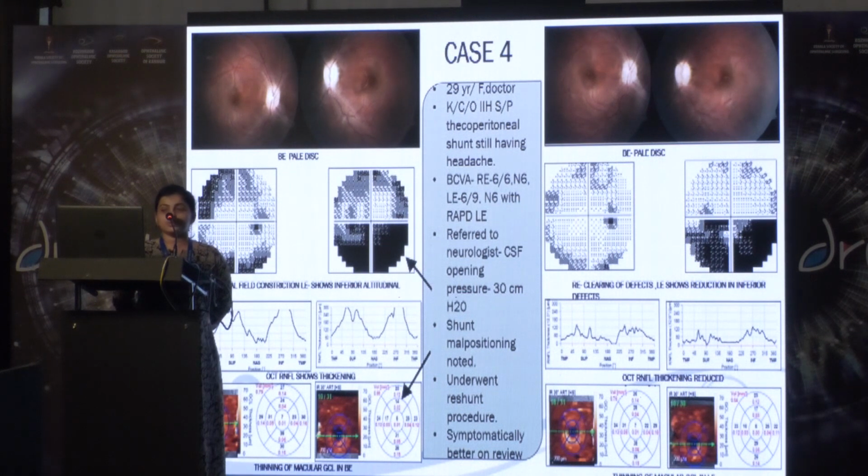So she was referred to a neurologist, and lumbar puncture was done, which showed a CSF opening pressure of 30 cm of water, and a shunt malpositioning was noted. So she underwent a reshunt procedure, and on review, she was symptomatically much better, with both eyes showing pale disc, and the right eye showing a clearing of defects in HFA, with the left eye showing reduction in her inferior defect, and OCT RNFL thickening reduced, and there was thinning of macular GCL in both eyes.